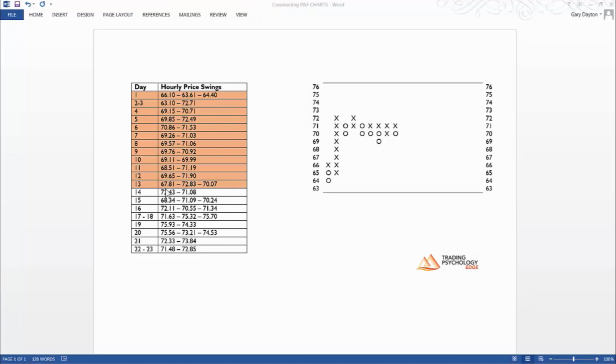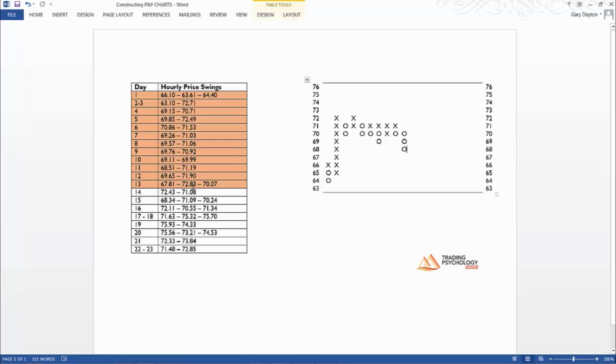The next day, the market falls down to 67.81. Has a pretty interesting day here. So it has to go through 70. We have a figure there, so we start a new column. 70, 69, and 68. Now notice that 67.81 doesn't allow us to put in a figure in the 67 column. But we do put one in on 68.